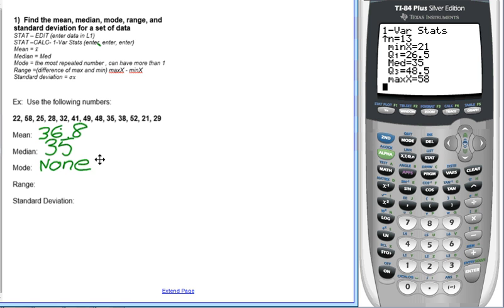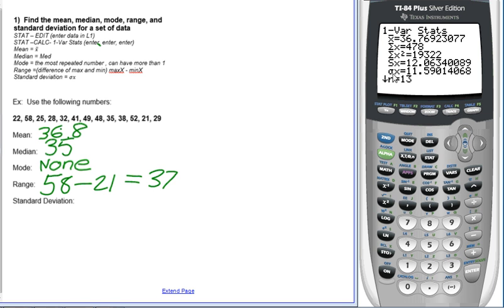My range is my max minus my min. For my calculator, my max was 58. My min was 21. So my range is going to be 58 minus 21, or 37. And then my standard deviation, I need to scroll back up. Again, it's that cursive looking O next to the X, and it tells me it's 11.6.